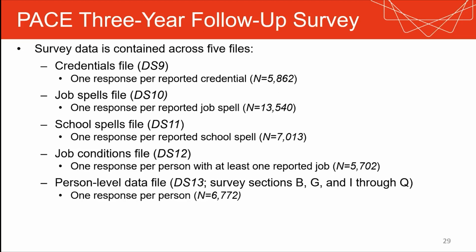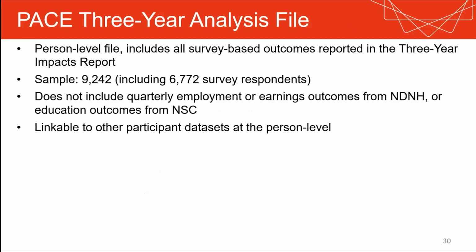And then similar to the short term, we have a 3-year analysis file. This is a person level file with the survey-based outcomes and covariates and subgroups that were used to generate the impacts reported in the 3-year impacts reports. It contains the full PACE sample. And again, because of data limitations, we couldn't include NDNH or NSC data. So similar to the short-term analysis file, if you're looking to reproduce the results that were published in the 3-year reports, this is the file you probably want to start with.